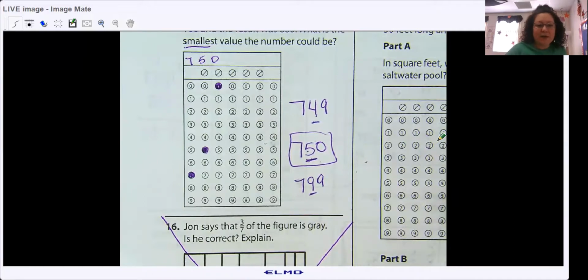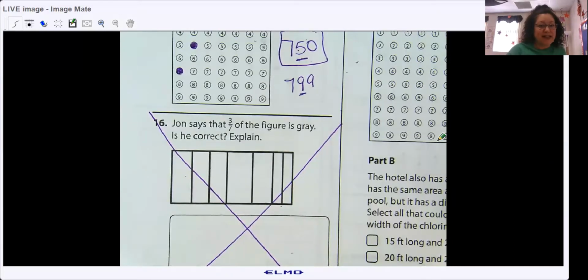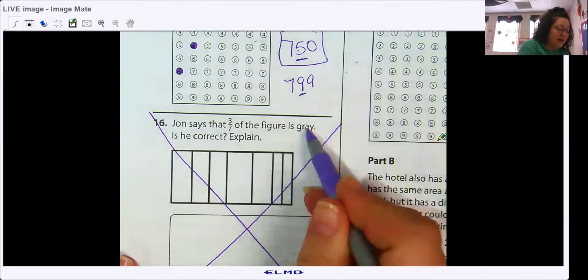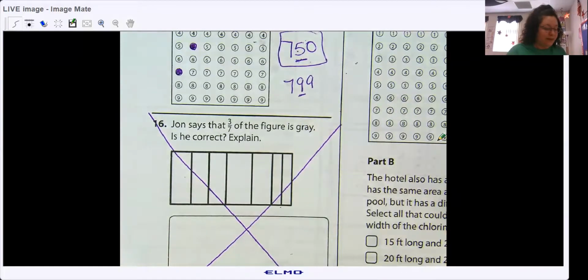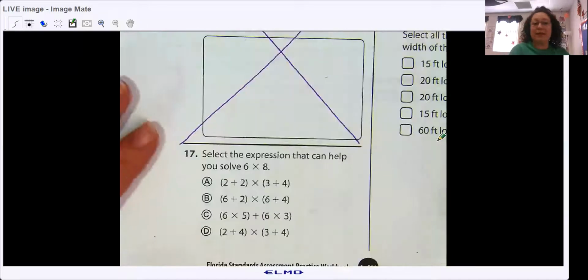All right, we're going to mark through number 16 because it's asking about the figure that is gray. I don't see any gray. So we're going to skip it.